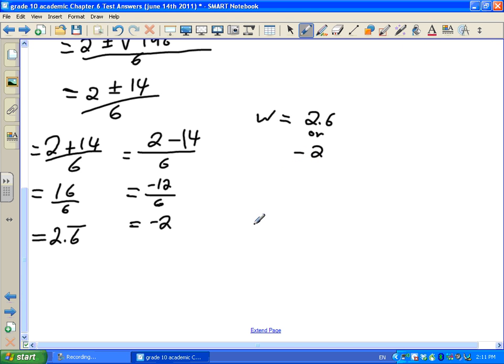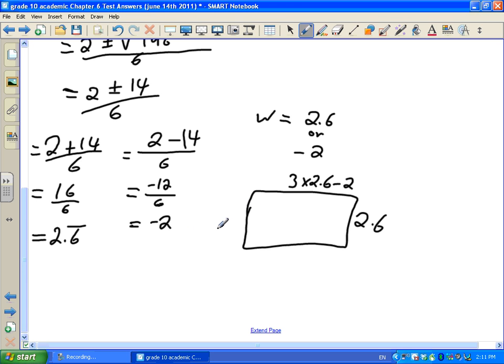So let's redraw our rectangle down here. We know the width is 2.6. The length, though, is 3 times 2.6, subtract 2, because our formula used to say 3W minus 2. I still need to find out the length of this carpet. 3 times 2.6 repeated is almost 8. It is 7.9 repeated.